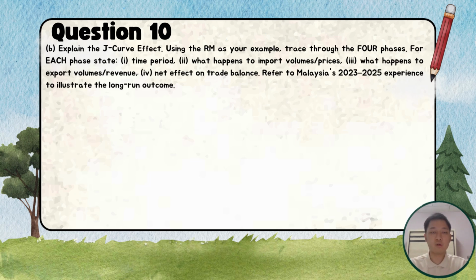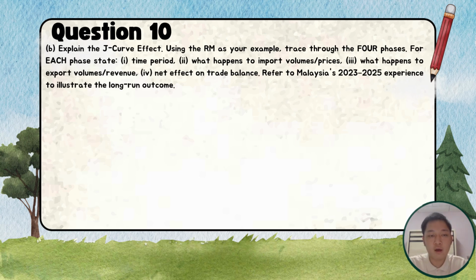In phase 2, around 3 to 6 months, import volume starts to fall slowly as consumers and firms begin to adjust. Export volume also increases slowly. However, the trade balance may still remain weak. In phase 3, around 6 to 18 months, consumers and firms substitute away from expensive imports. At the same time, foreign buyers demand more Malaysian exports because Malaysian goods are now cheaper. Therefore, the trade balance starts to improve.